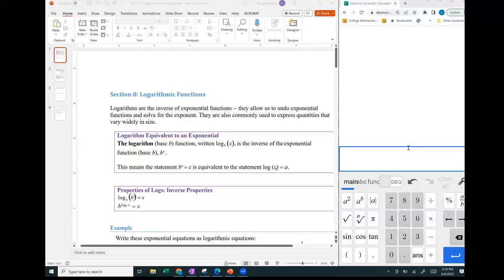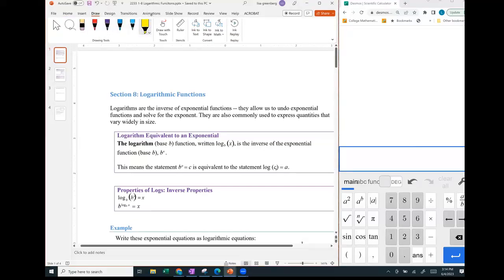Important fact: logarithms are the inverse of exponential functions. If you can understand what that says, you will actually have conquered logarithmic functions. Don't worry if you don't understand why they're inverses, just accept it. They allow us to undo exponential functions and solve for the exponent. They are commonly used to express quantities that vary widely in size.